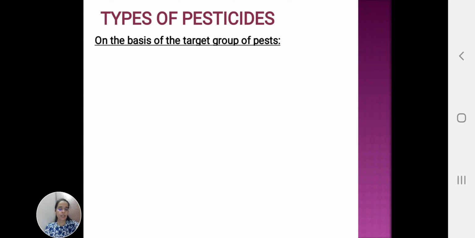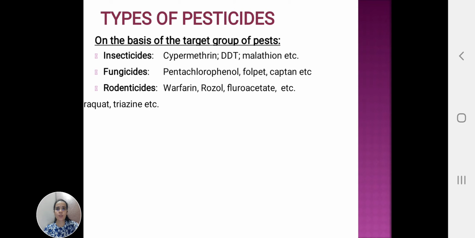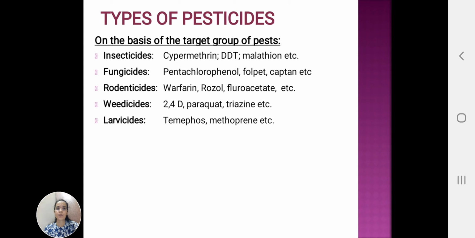On the basis of the target group of pests which they attack, the pesticides can be insecticides, in which case the insects are the target groups, which includes DDT, malathion. Fungicides, which includes pentachlorophenol, folpet, captan, they attack the fungi. Rodenticides, like fluoroacetates, which attack the rodents. Weedicides, which attack the unwanted plants and weeds, 2,4-D, paraquat, triazine.